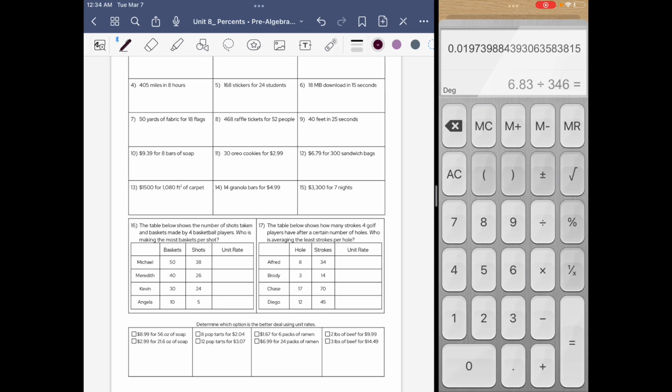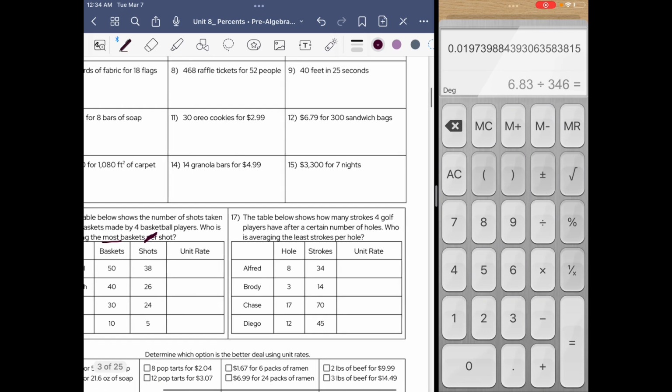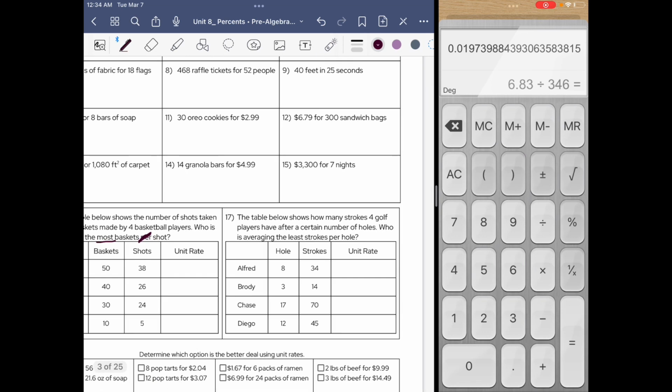Before I let you loose to get started on it, one thing. Number 16 is asking you who makes the most baskets per shot. So you're going to do baskets on top, shot on bottom. And you want to know who gets the most that time. And on 17, it says the least strokes per hole. So strokes is going to go on top of that one, and hole is going to go on bottom. And you want to know who has the least, because in golf, you don't want more swings.